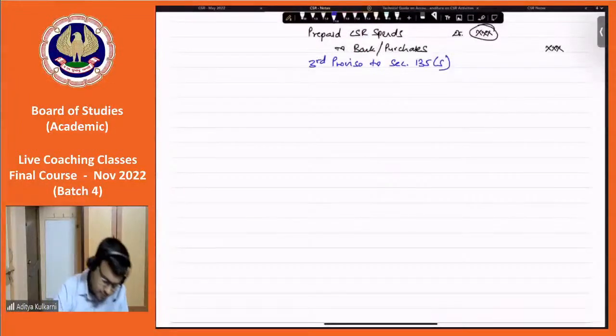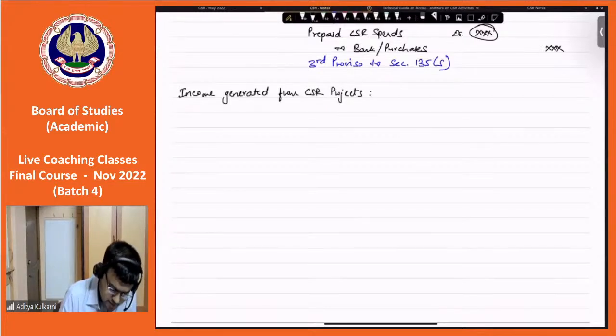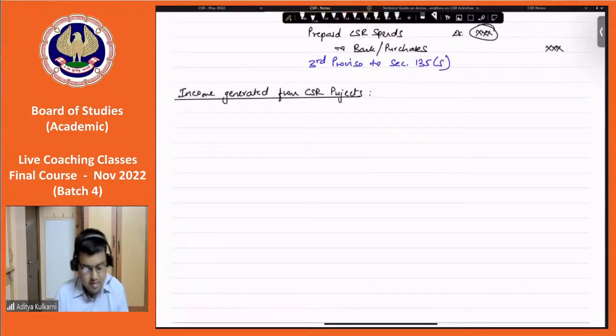All right. So now coming to the last part, that is income generated from CSR projects. This is the major part that is there now. Then just the tax impact and we are done. Some disclosures and we are done. Okay. So income generated from CSR projects.